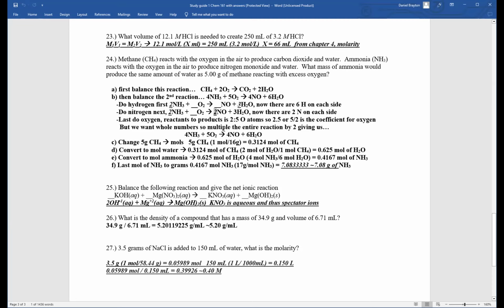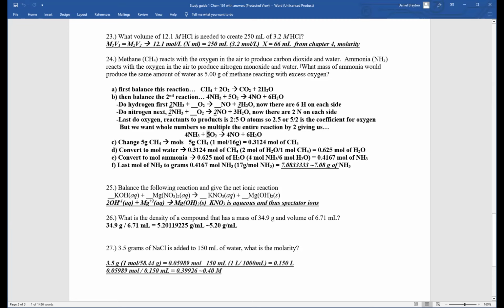Okay, now let's do the oxygens. 2 times 1 is 2, and then 3 times 1 is 3, so that's 5, which is odd. The way you get rid of these odd things with O2 is you multiply the whole reaction times 2. So that becomes 4, and what was 5 halves becomes just 5, 4, and then 6. Okay, now that's just the first 2 sentences.